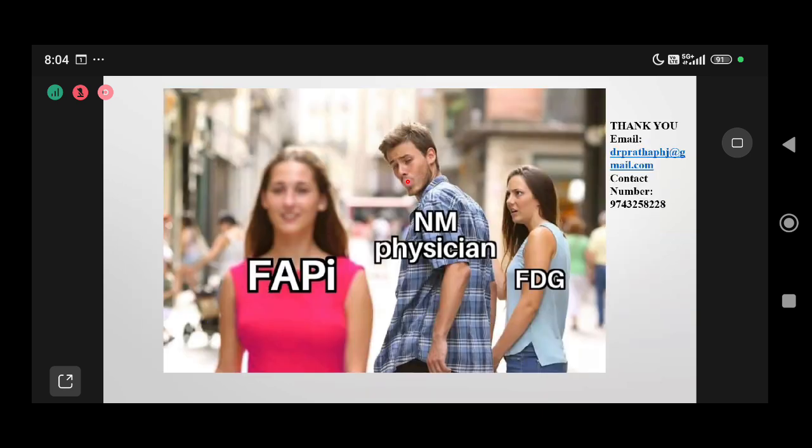Yeah, and this is a new molecule which all nuclear medicine physicians are looking forward to. This is the FAPI, and we are all trying to shift from FDG to FAPI for the diagnosis and for the therapy, because it is a new molecule, very attractive.